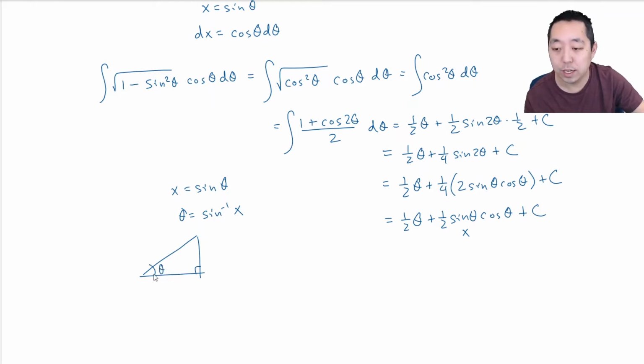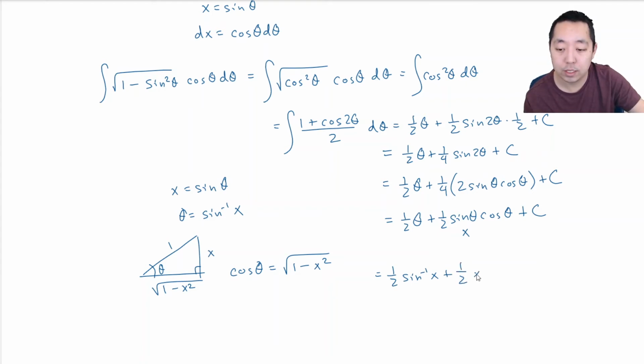So theta, I know sine of theta is x. So sine is opposite over hypotenuse. So that's x, and that's 1. That means by Pythagorean theorem, this side is square root of 1 minus x squared. And so that means cosine theta is adjacent over hypotenuse. It's the square root of 1 minus x squared, like that. And so then now I can complete this. This is going to be 1/2 sine inverse of x plus 1/2 x square root of 1 minus x squared plus c.